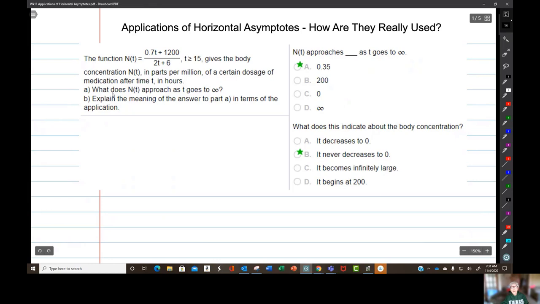Okay, well, what does n of t approach as t goes to infinity? Well, let's look at the graph and that will tell us also, but then we're going to find out mathematically exactly what the concentration in your body is near, what number it's near, after 50,000 hours, for instance. My goodness, do you even live that long? I suppose you do, but 50,000 hours is still one heck of a lot of hours.